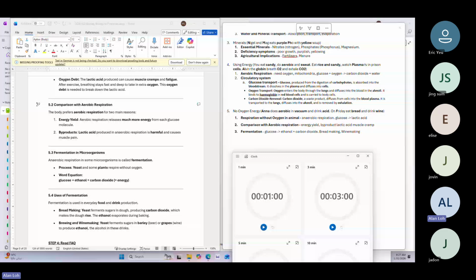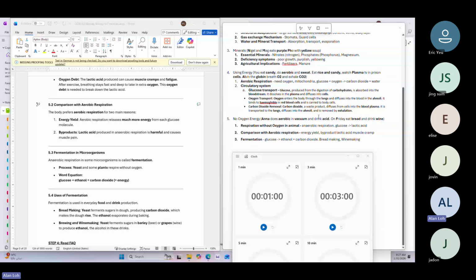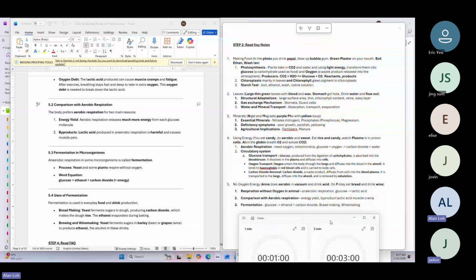Then we will go with Jaden. Jaden, can you tell me the five drawers in sequence? The names of the five drawers, just the names is enough. Drawer number 1 is photosynthesis. Drawer number 2 is... Yes, drawer number 1 is photosynthesis.